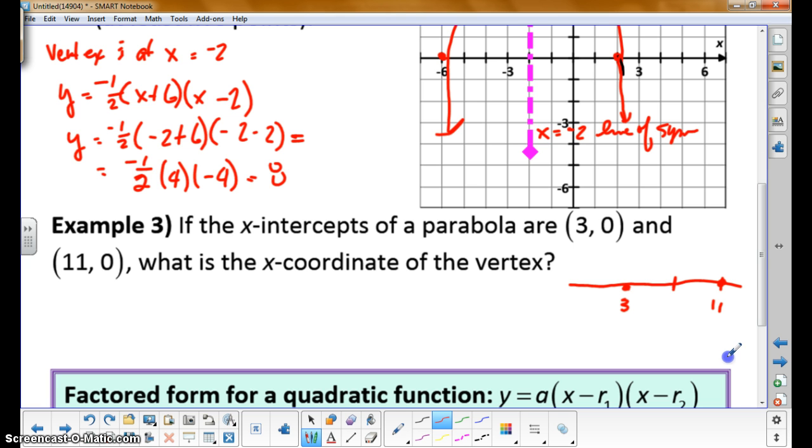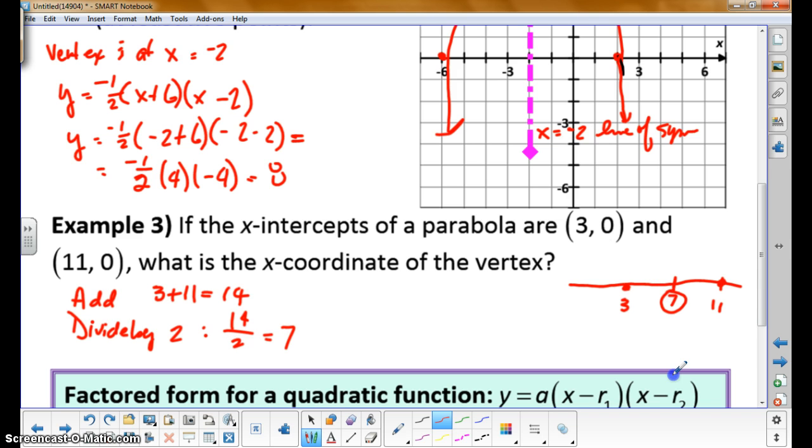Well, you probably vaguely remember from previous classes that to find a point halfway in between, you can add these two values together and divide by 2. So we're going to add 3 plus 11, which is 14, and then divide by 2. So 14 over 2 is 7. So the coordinate of that point in between is 7.